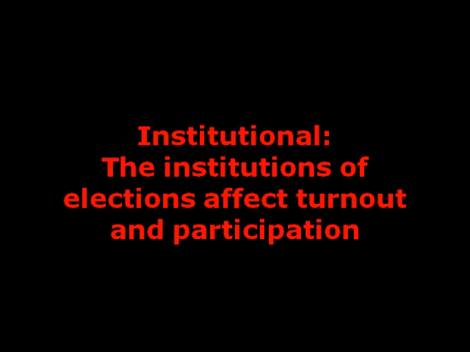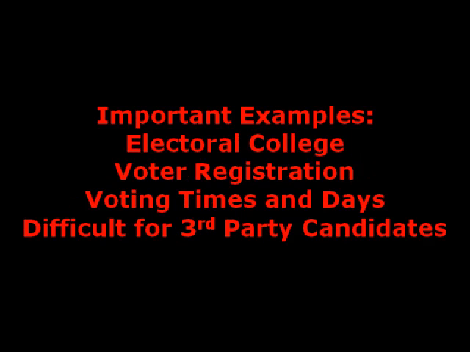All right, so the second model is called the institutional model, and it's different. It says it's the institutions of elections that affect turnout and participation. So it doesn't have anything to do with how people feel. It's the laws and the institutions surrounding voting. So here are some examples. Let me start with voting times and days. This is a great example.